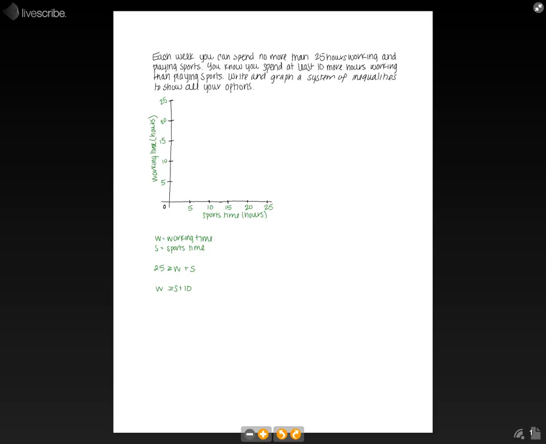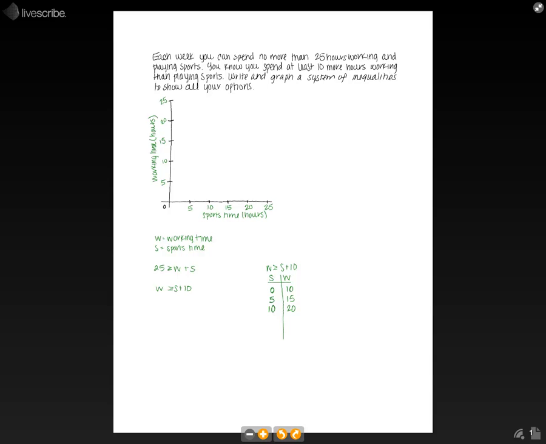Alright, so first let's graph work is greater than or equal to sports plus 10. So S and W. Alright, so if you spent 0 hours playing sports, that means you'd have to spend at least 10 hours working, because you have to spend 10 more hours working than playing sports. So our first point would be at 0, 10. So let's go by 5, since that's the way we have our axes labeled. So if you spent 5 hours playing sports, you'd have to spend at least 15 hours working. And likewise, if you spent 10 hours playing sports, you'd have to spend 20 hours working.